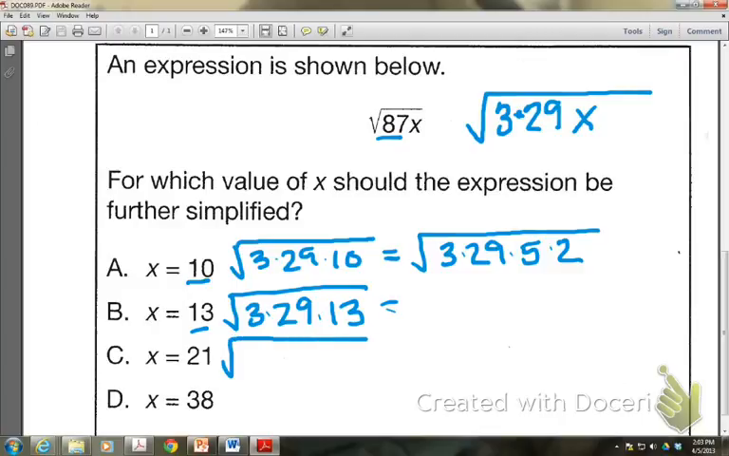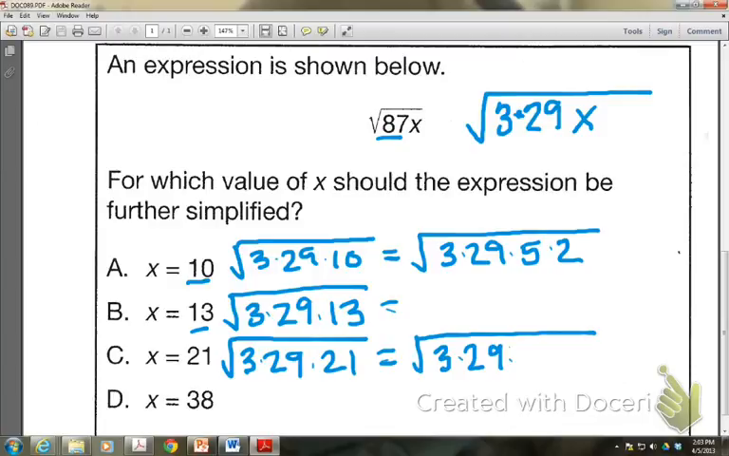Choice C, if I plug it in, I've got 3 times 29 times 21. Now 21 does have some factors to it, so I want to break it up. And I have 3 times 29 times 21 can be broken up into 3 times 7, right? Correct. Okay. I noticed that I have some common things here. If I multiply together 3 times 3, 3 times 3 is 9.